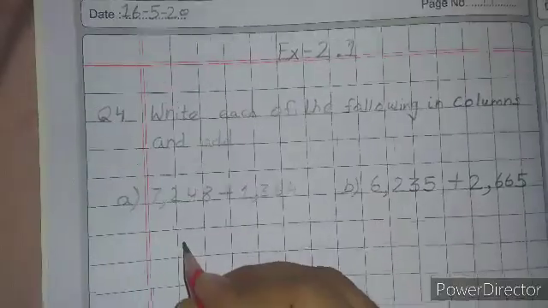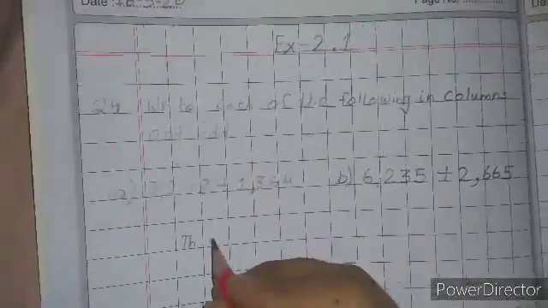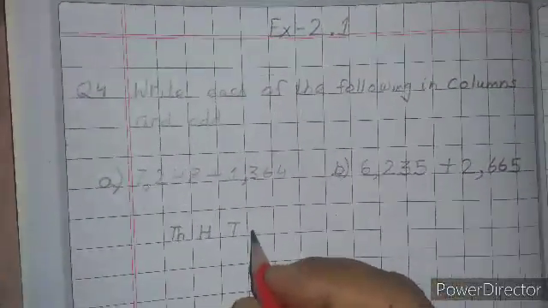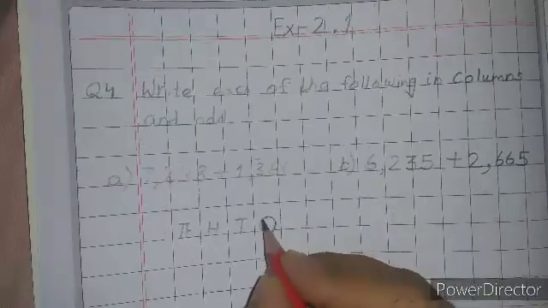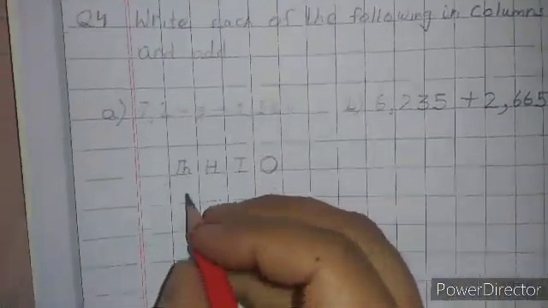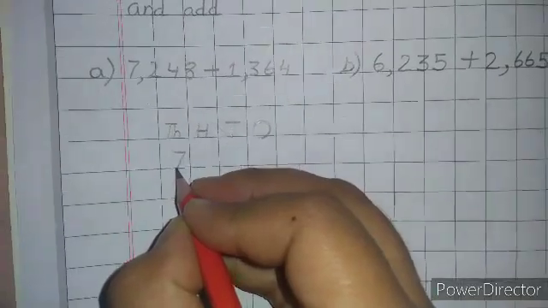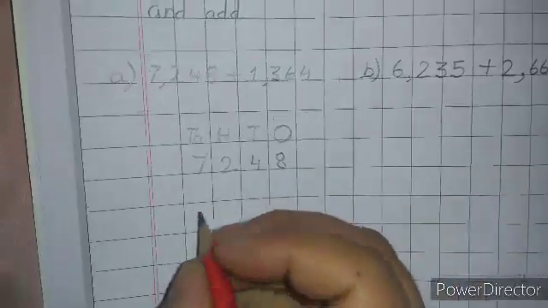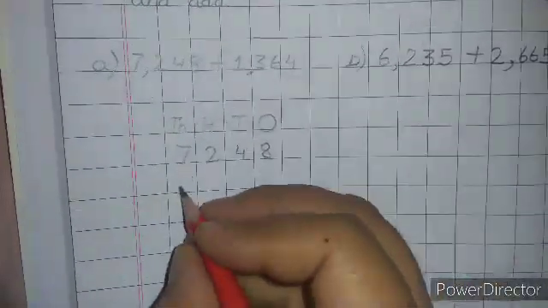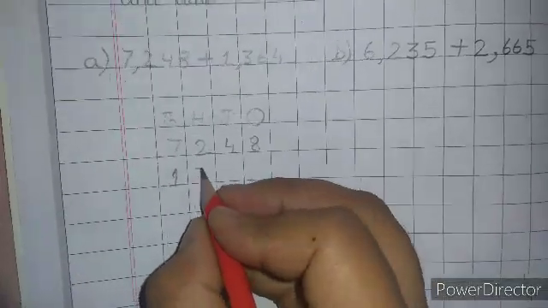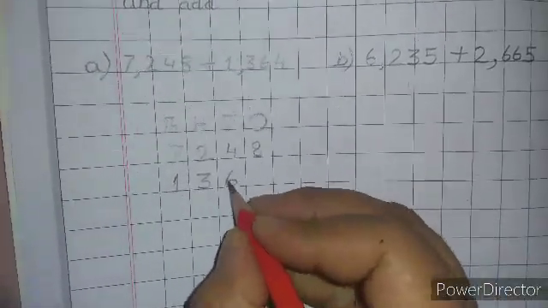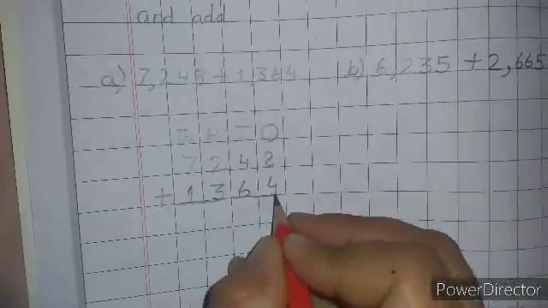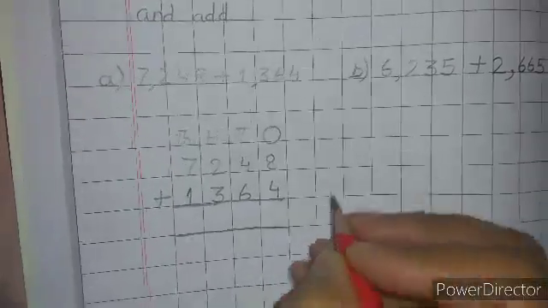So how do we write in columns? We put it in thousands, hundreds, tens and ones. So the first number is 7248. The next number is 1364. We have to put the sign of addition, and then we have to start adding.